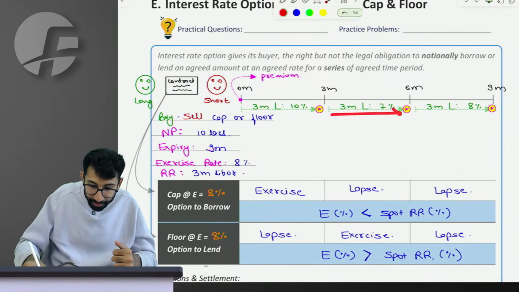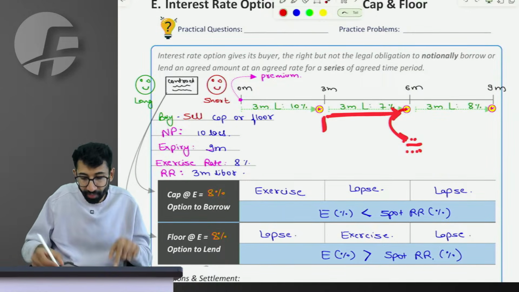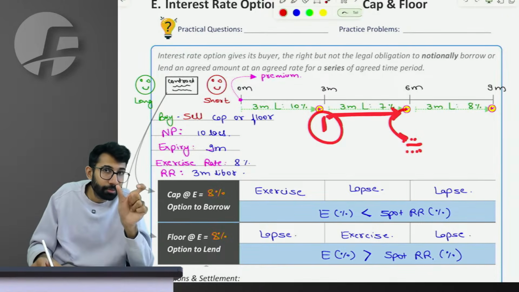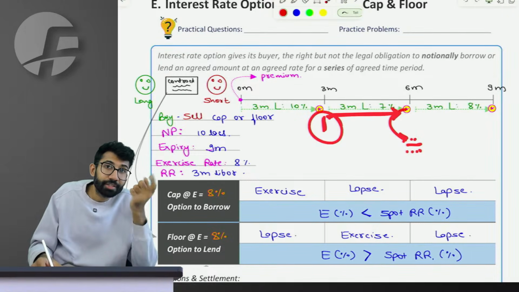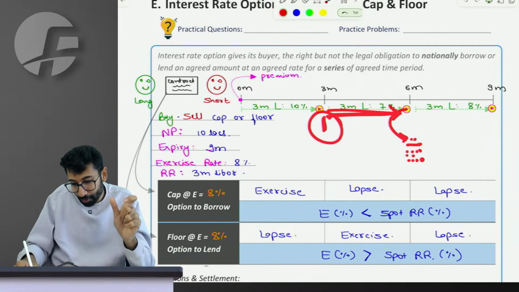So here, when you exercise the contract, although you got to know the rate here, the settlement will happen at the end of 6 months. You got to know the rate at the end of the 3rd month, which means the start of the 4th month itself, applicable for the next 3 months. But the settlement happens at the end of 6 months.